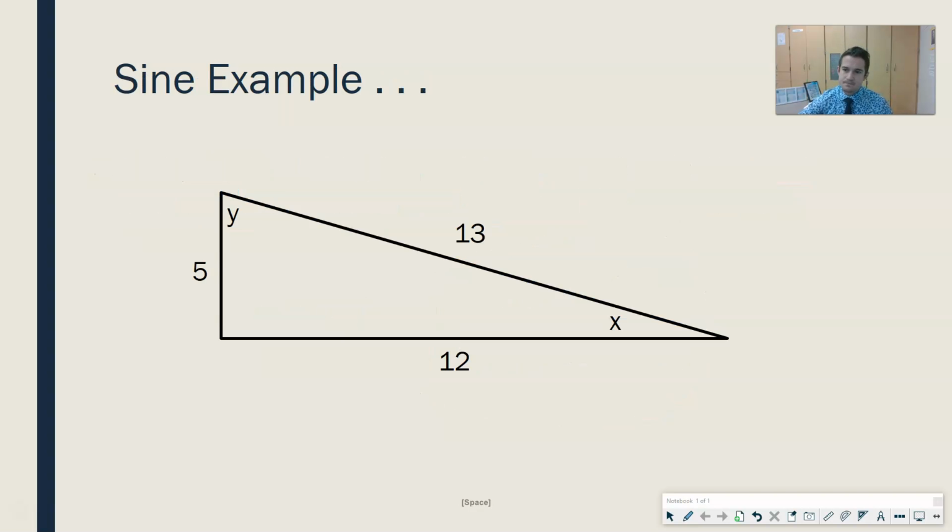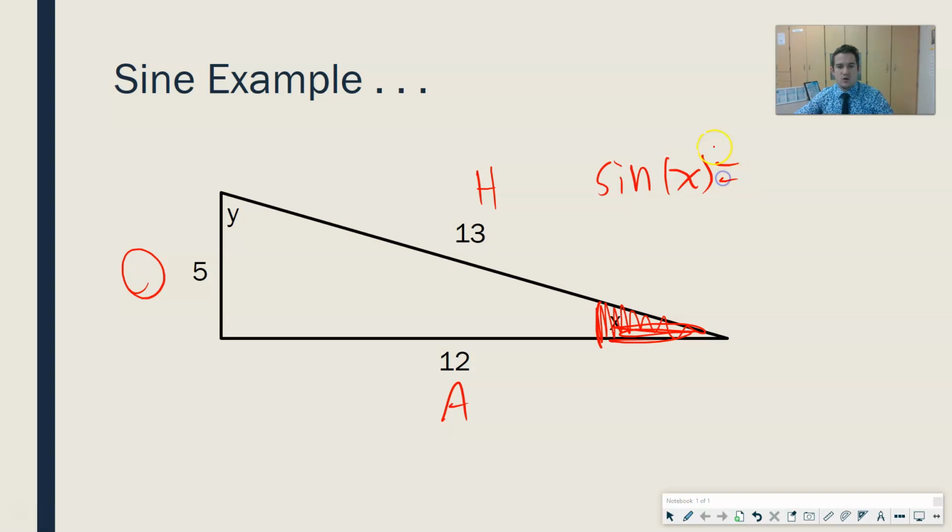Okay? So for example, if I'm looking at angle X, this one right here, this is the opposite, adjacent, and hypotenuse sides. So the sine of angle X would be equal to the opposite side, which is 5, divided by the hypotenuse side, which is 13. So the sine of that angle, whatever that angle is, I don't know what it is, is going to be 5 divided by 13, the opposite divided by the hypotenuse.